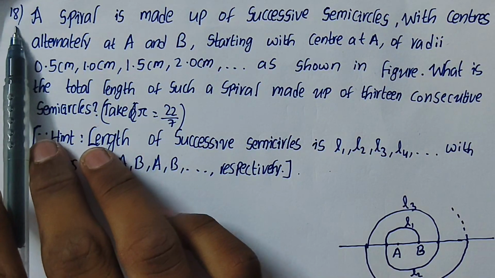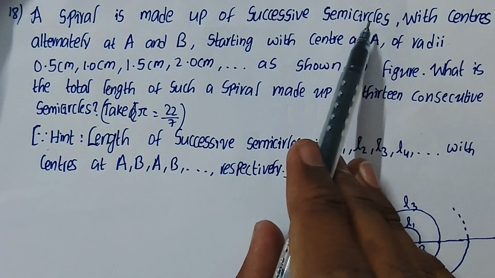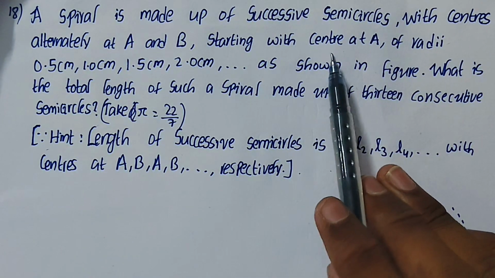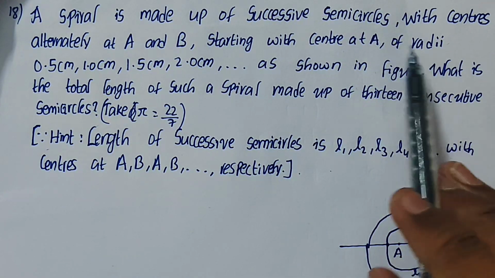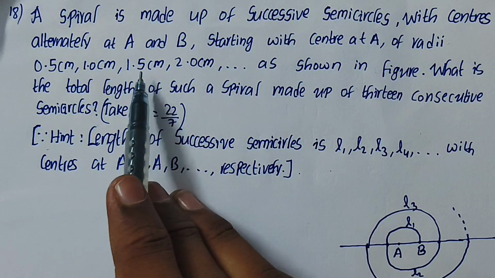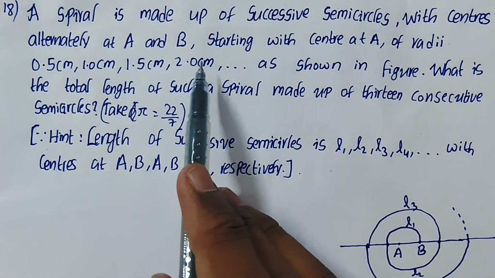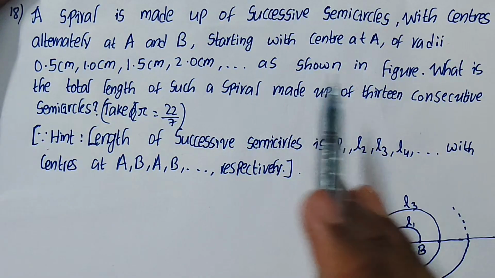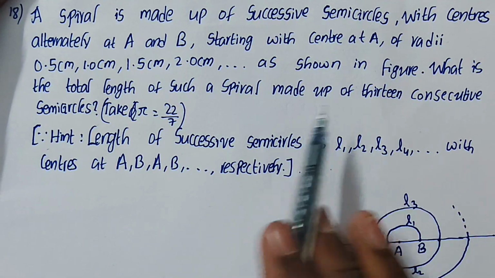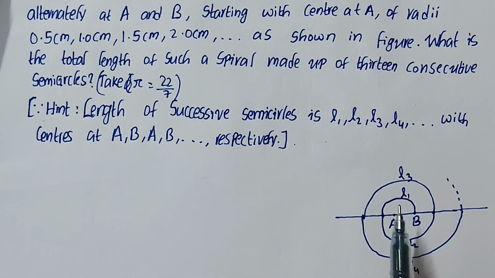So here the given 18th question is: a spiral is made up of successive semicircles with centers alternately at A and B. Starting with a center at A of radius 0.5 centimeter, 1.0 centimeter, 1.5 centimeter, 2.0 centimeter, and so on, as shown in the figure. What is the total length of such a spiral made up of 13 consecutive semicircles? So it is the given figure.